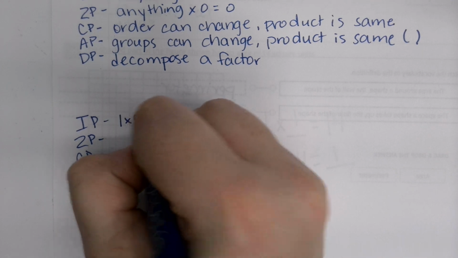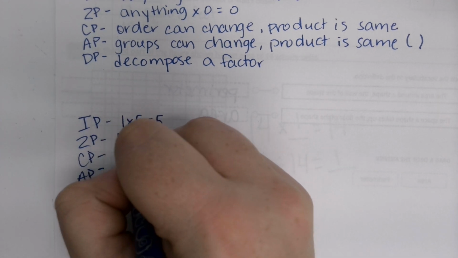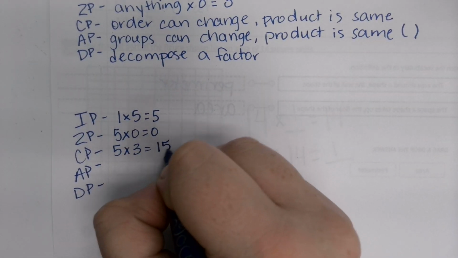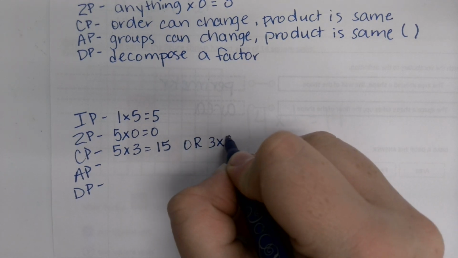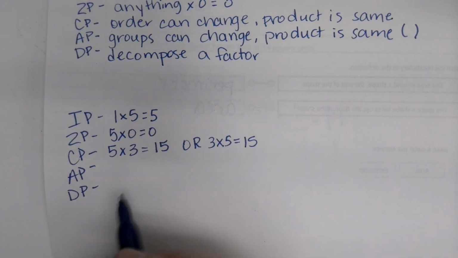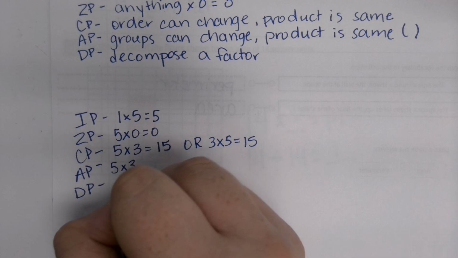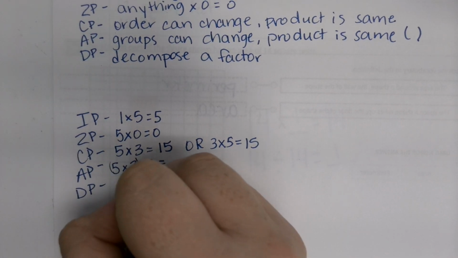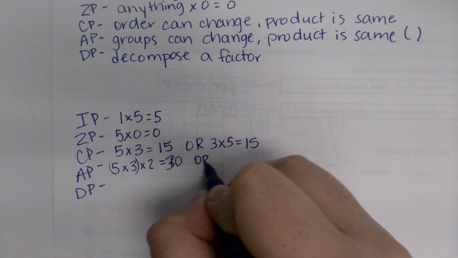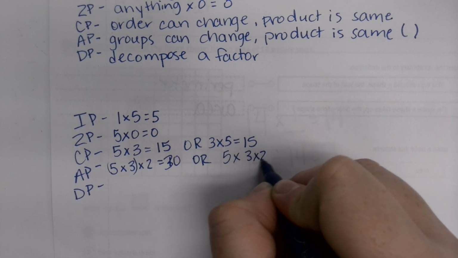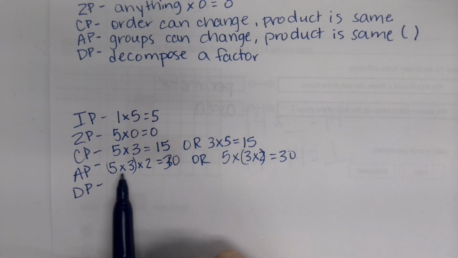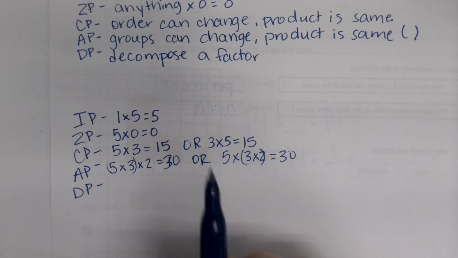So 1 times 5 equals 5. 5 times 0 equals 0. This could be 5 times 3 equals 15, or 3 times 5 equals 15. See, the order of the factors has changed, but the product is the same. If we had 5 times 3 times 2, we could do 5 times 3 times 2 equals 30, or 5 times 3 times 2 equals 30. See how the groups change, where instead of grouping 5 times 3, here we're grouping 3 times 2.